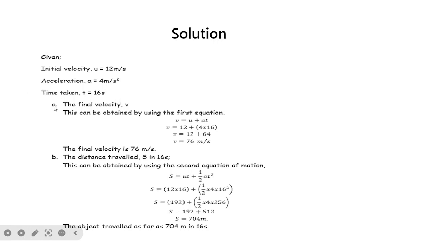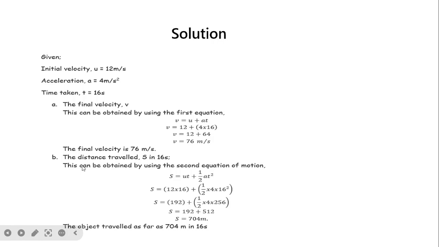Now the final velocity can be obtained simply by using the first equation, that is v equal to u plus at. So v will be equal to 12 plus 4 times 16, that is 12 plus 64, that is 76 meter per second. Now the final velocity is 76 meter per second.